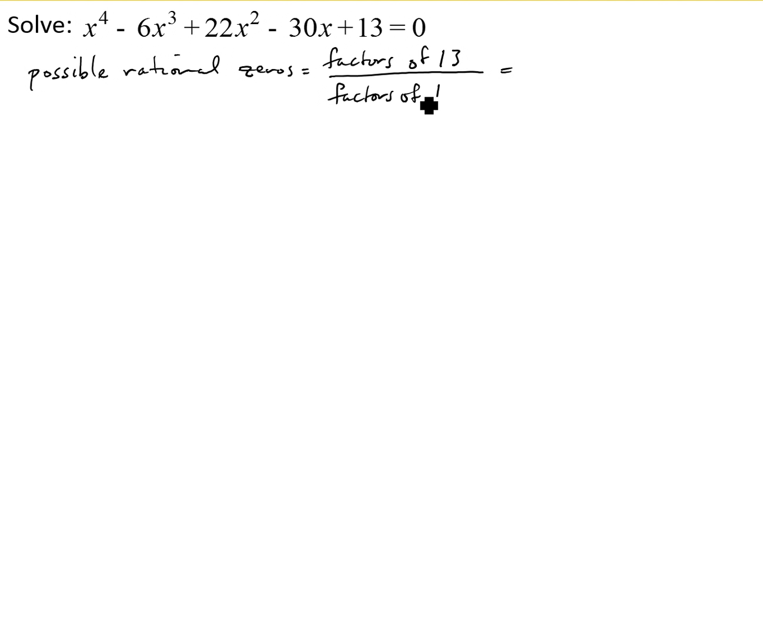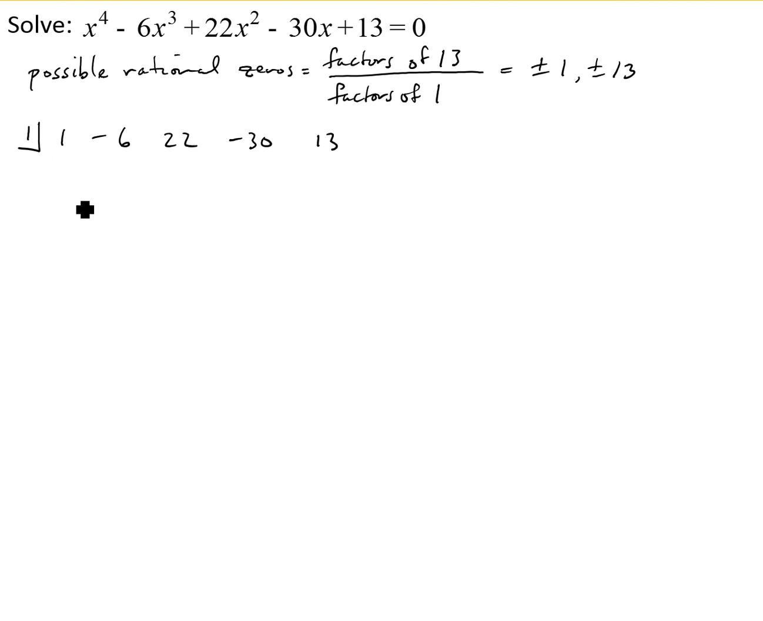So the only factors of 1 are 1, and so the denominator is always 1. The factors of 13 are plus or minus 1 and plus or minus 13. So we only have 4 possible rational solutions here. And so we can go ahead and start checking those using synthetic division. So we set up the rest of our coefficients.